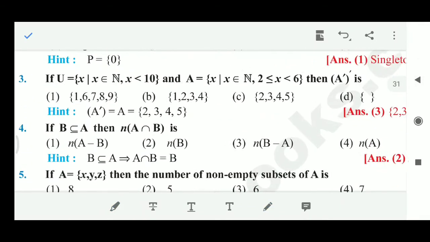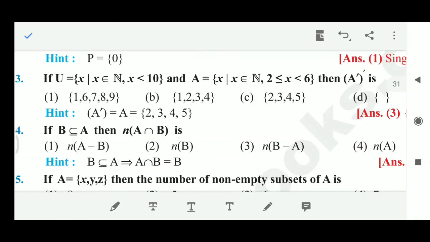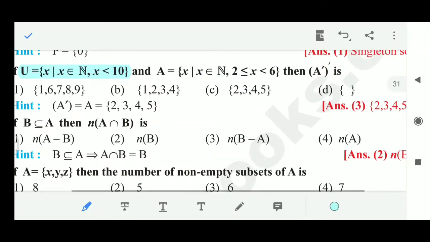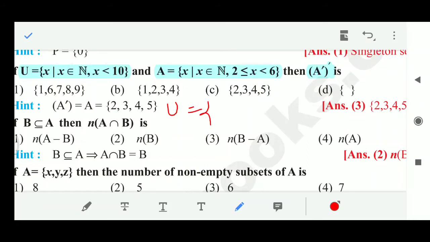Next, the third sum. If U is equal to {x such that x belongs to N, where x is less than 10}, and A is equal to {x such that x belongs to N, and x lies between 2 and 6}, then find A complement. Here the set U is the natural numbers less than 10, so you can have the elements 1, 2, 3 up to 10. For set A, we have elements from 2 to 6, excluding 6. You can write this as 2, 3, 4, 5.